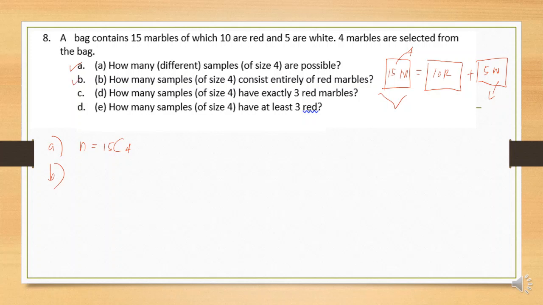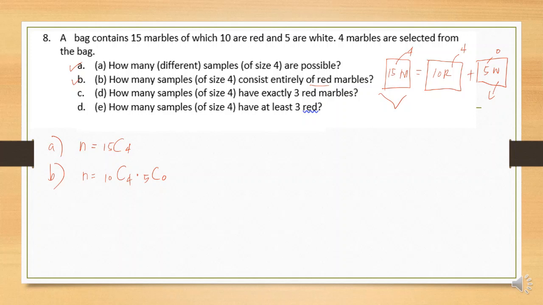Letter B, how many samples of size 4 consist entirely of red marbles? So, 4 ang red marbles na kailangan natin. Ang sabi natin, gamitin natin yung deconstructed boxes natin. 4 dito, ibig sabihin dito 0. Okay? So, 10 combination 4 times 5 combination 0.